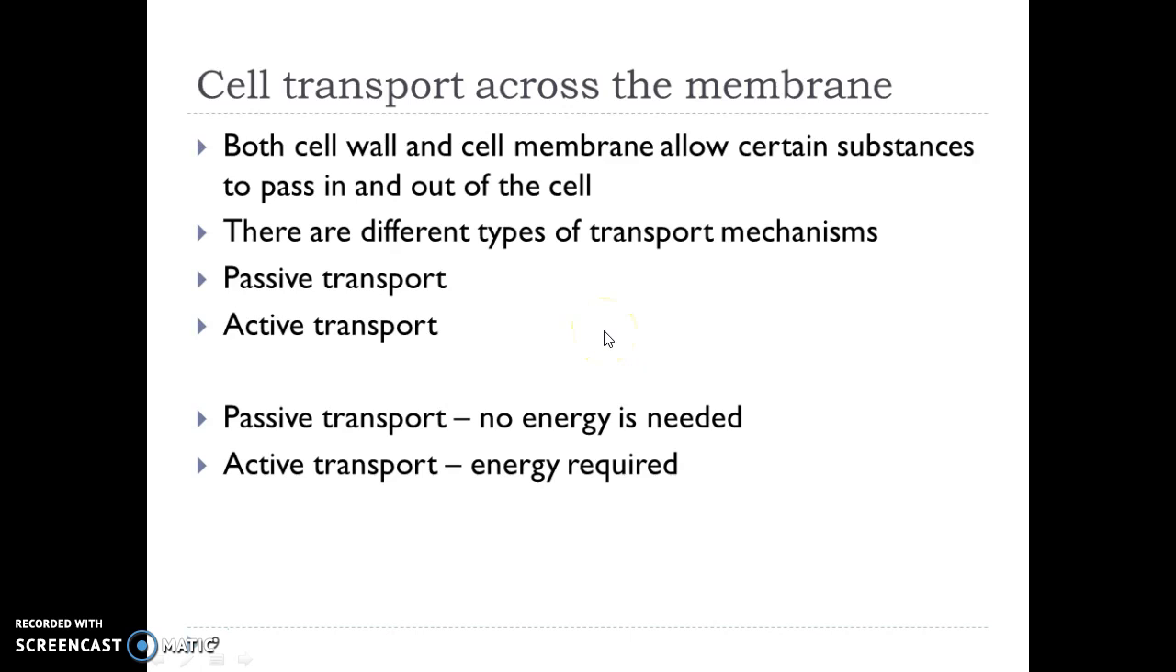And coming to the actual topic, how cell transport occurs through the membrane, both the cell wall and cell membrane allow certain substances to pass in and out of the cell. There are two types of transport mechanisms, one is passive and the other active. Passive, the word itself tells that energy is not required, but while an active transport is there, some energy is required.